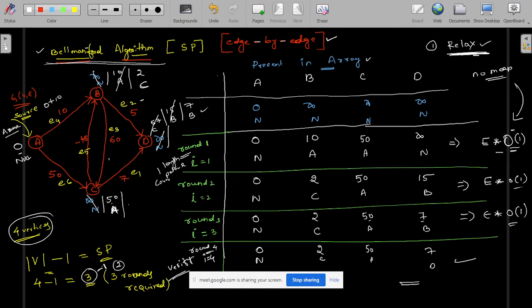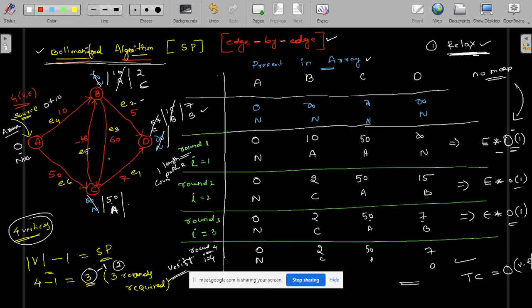Again one more thing. Sir, okay, we understood everything. What about time complexity? See here, everybody, time complexity is equal to big O of V into E. That's it.